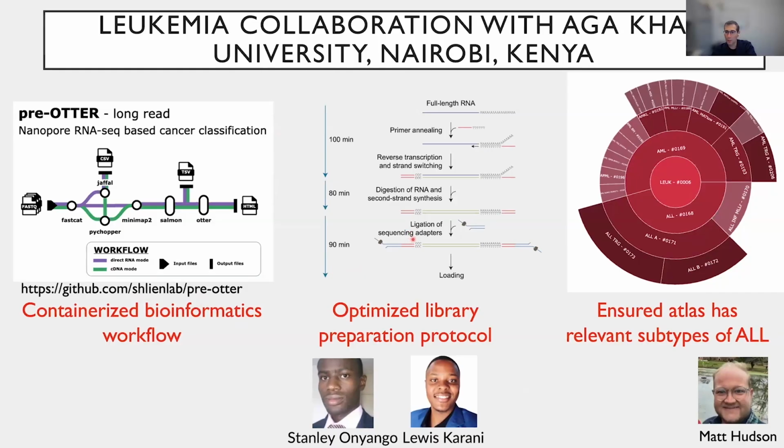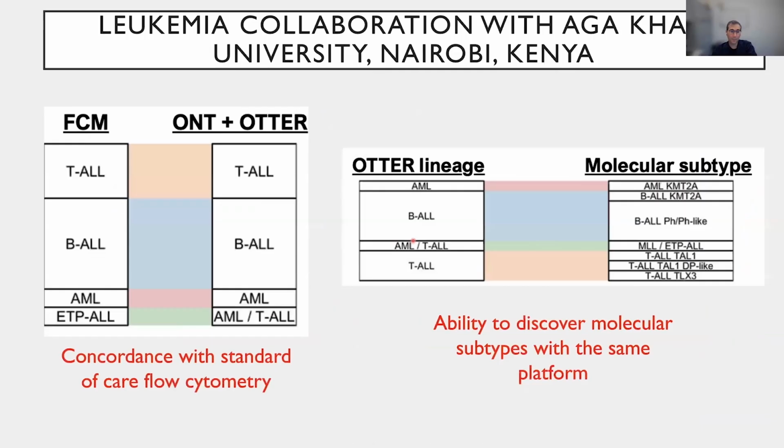And with Stanley, Lewis, and Matt, we began to look at the results as well as ensuring that the atlas had the relevant subtypes of ALL as well as TLL represented. And the results continue to flow in. So there are between 10 and 15 cases that have already been sequenced by Alan's team.